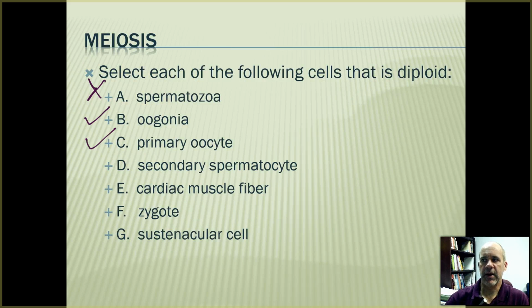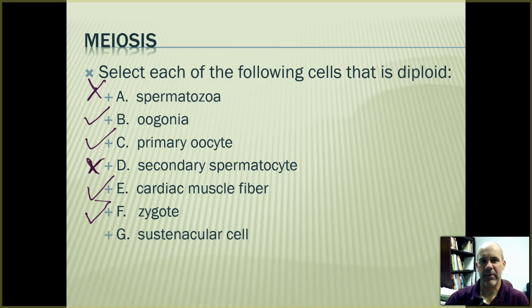How about a secondary spermatocyte? No, we just talked about how those are actually haploid. Cardiac muscle fiber. Yes, that's just a somatic cell of the body, one of our body's cells, and those are going to be diploid cells. They're going to have 46 chromosomes. How about a zygote? Yeah, we just saw that's a single diploid cell.